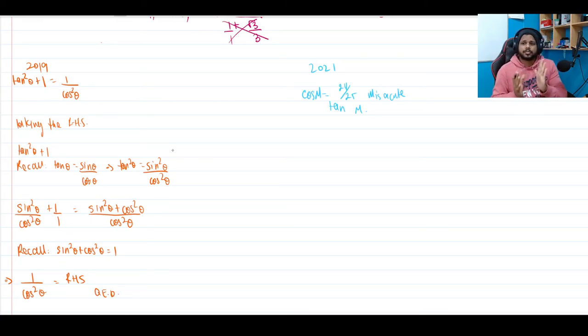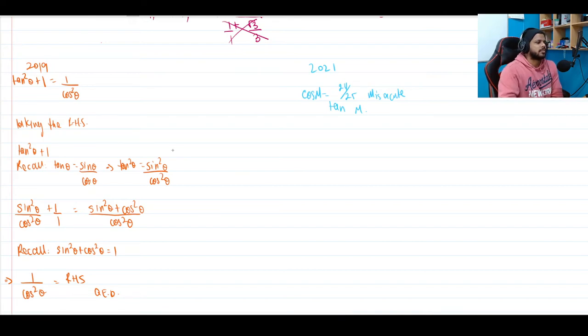Now please do not be tempted to start with sine squared theta plus cos squared theta and work your way to this. The question asks us to prove that the right is equal to the left. So don't pull out a new right hand side and make it equal to 1 over cos squared theta. Please use what they give you.